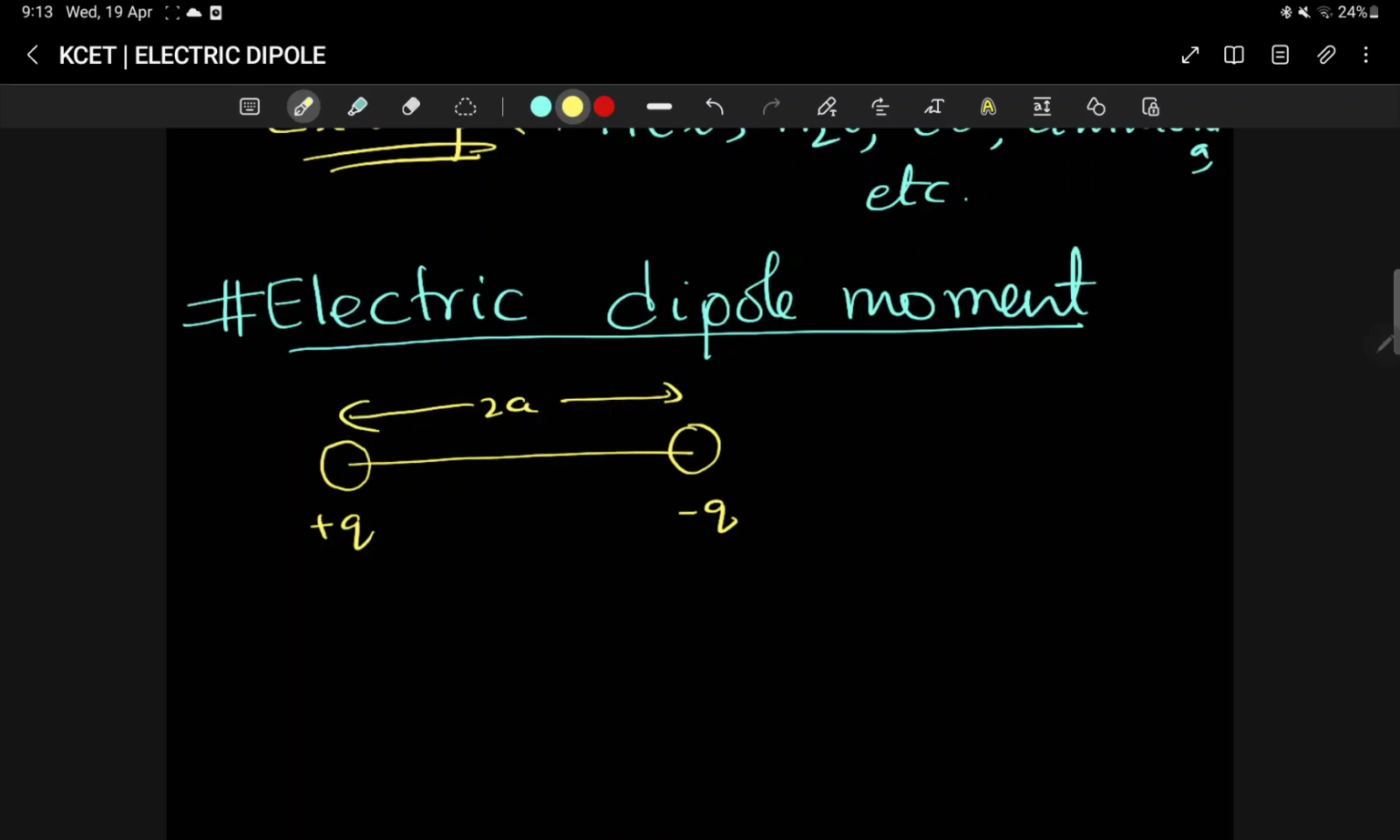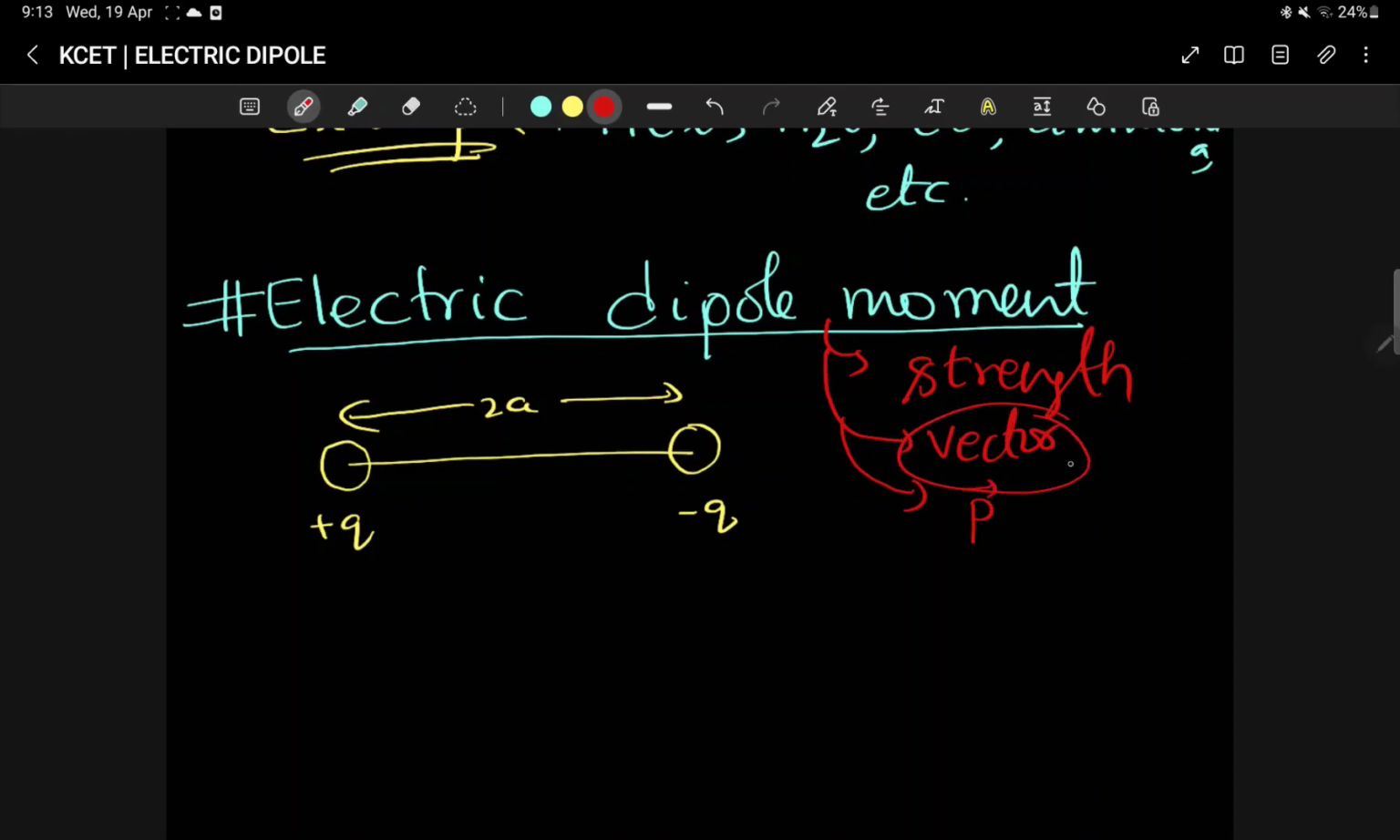Now electric dipole moment. See, this actually represents the strength. What is the strength of electric dipole? And it is a vector quantity. Vector quantity means it is having both magnitude and direction. And there is a formula for that, and it is represented by the symbol P, electric dipole moment.